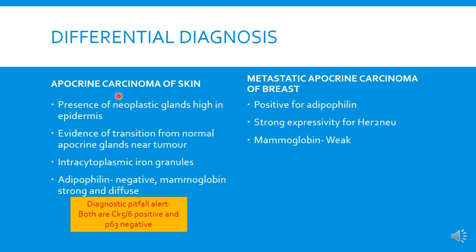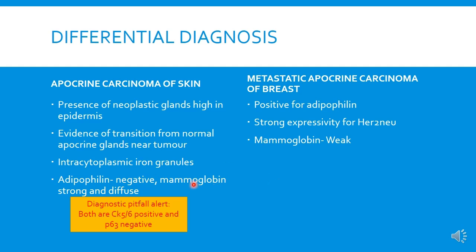In apocrine carcinoma of skin, you have presence of neoplastic glands high in the epidermis, and you can look for evidence of transition from normal apocrine glands near the tumor, and these tumor cells are rich in iron granules. If you look at metastatic apocrine carcinoma of breast, it is strongly positive for adipophilin, which is negative in primary apocrine carcinoma of skin. And apocrine carcinoma of breast has strong expression of HER2/neu, whereas it is not so much expressed in apocrine carcinoma of skin. Mammaglobin has variable expression in both tumors.